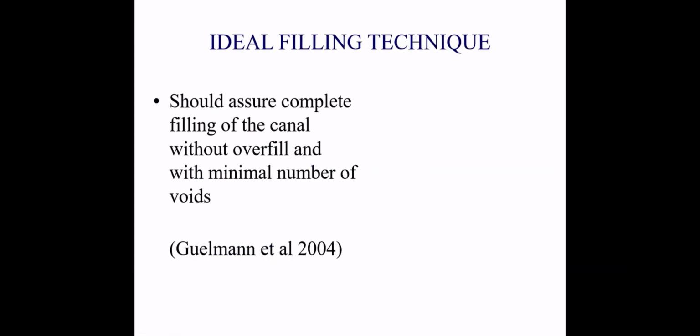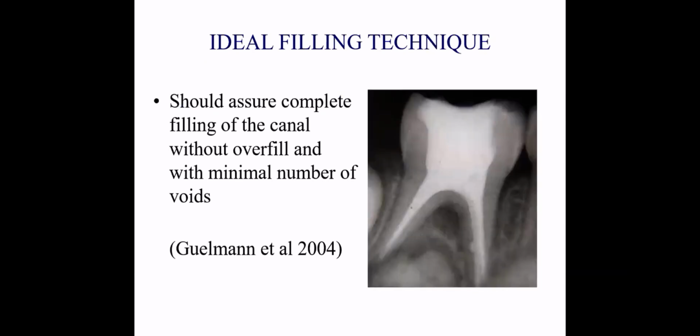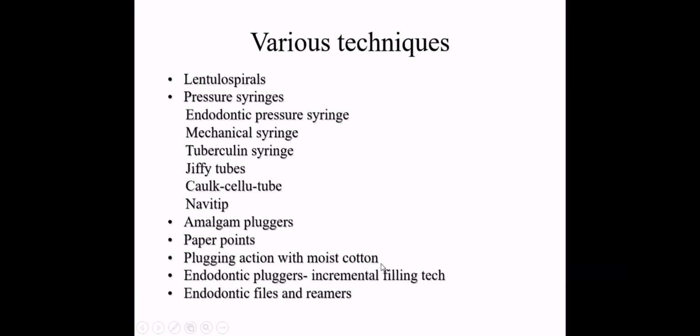So the ideal filling technique should assure the complete filling of the root canals without overfilling, or with a minimal number of voids. This is how it should look after the obturation: the entire canal has been filled. The various techniques we use for obturation are the Lentulo spiral technique, the pressure syringe technique, endodontic pressure syringe, mechanical syringe, tuberculin syringe, Jiffy tube, and Navy tip. These are all the different types of techniques we use in obturating the primary tooth.